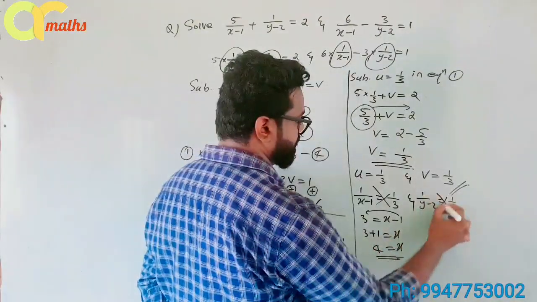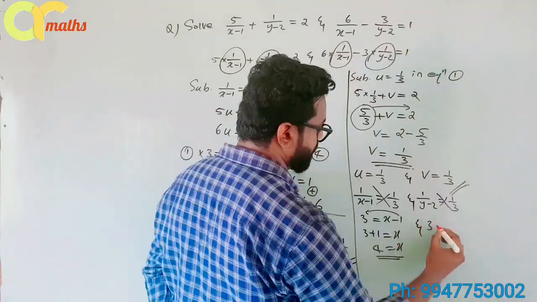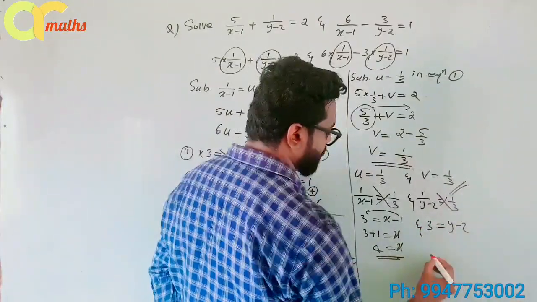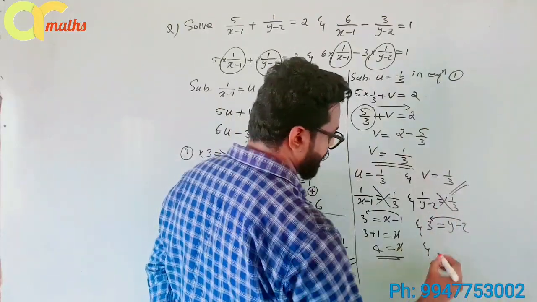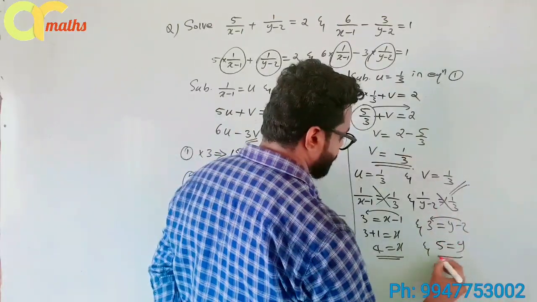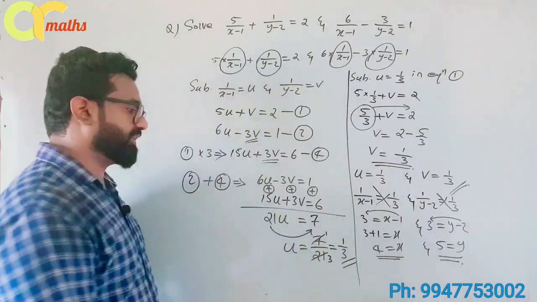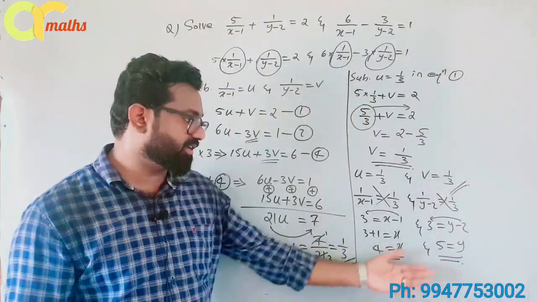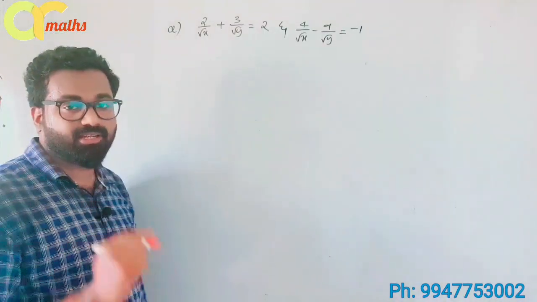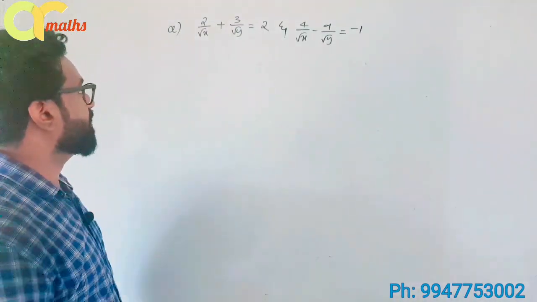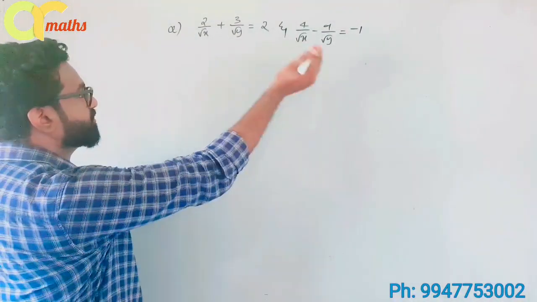Here by cross multiplication, 3 equal to y minus 2, and 3 plus 2, that is 5, equal to y. Therefore, the value of x is 4 and the value of y is 5. Clear? Okay, next our question is solve 2 by root x plus 3 by root y equal to 2.